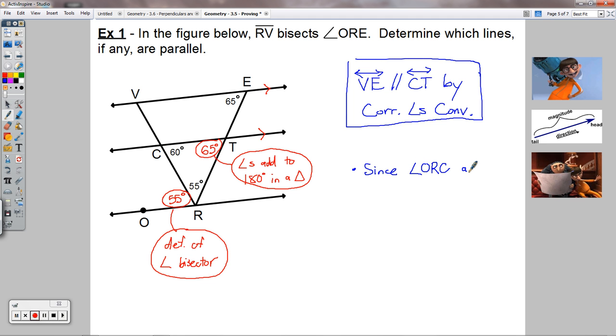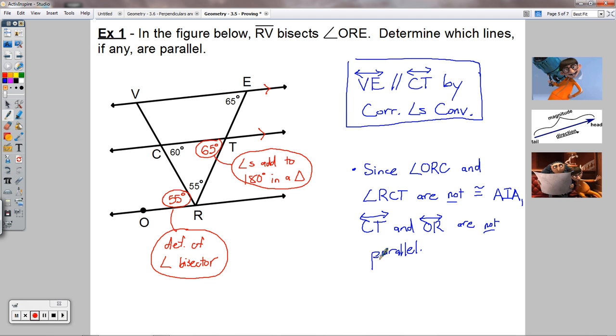Angle ORC and angle RCT, this one right here, the 60-degree one. Since these are not congruent, I should go a little farther with that and say they're not congruent alternate interior angles. So this one and this one, they are alternate interior angles, but they're not congruent alternate interior angles. That means line CT and line OR are not parallel. So it looked like maybe all of them were parallel, but in fact only this one and this one, based on the given information, would be parallel.